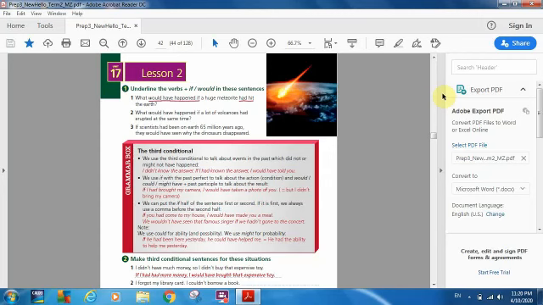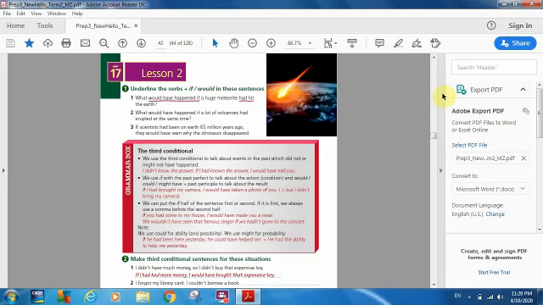Let's move to the other page. And wow, the third conditional. When we revised the second conditional in the previous unit, it was if plus past simple, and would, might, could plus infinitive. If we come to the third conditional, we use it for events in the past which did not or might not have happened. Like, I didn't know the answer. If I had known the answer, I would have told you.